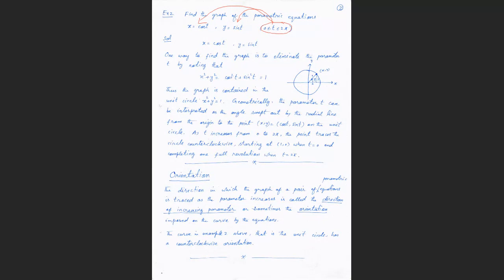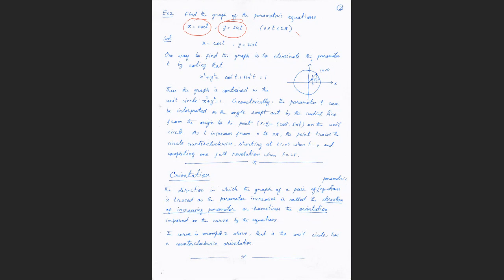Okay, the second point, the second method of finding the graph, is that you can eliminate t. One way to find the graph is to eliminate the parameter t. How can you eliminate it? We will consider these two parametric equations x and y and take the square of both equations.